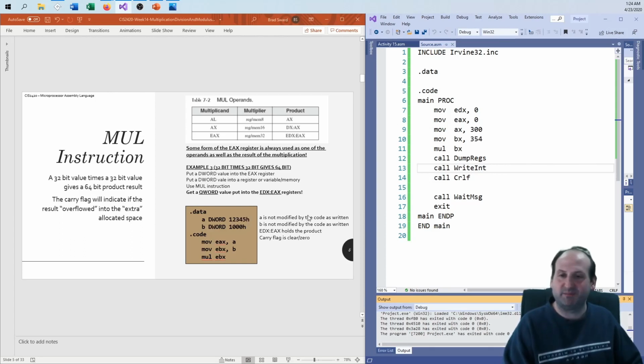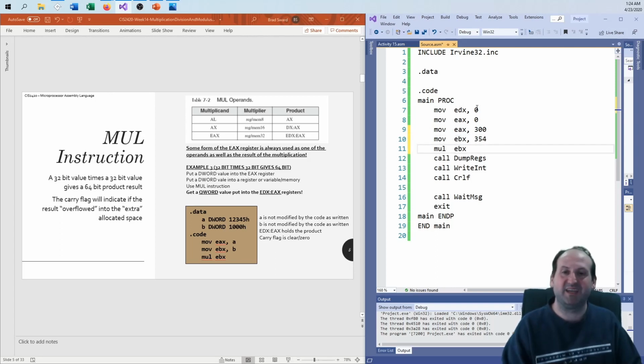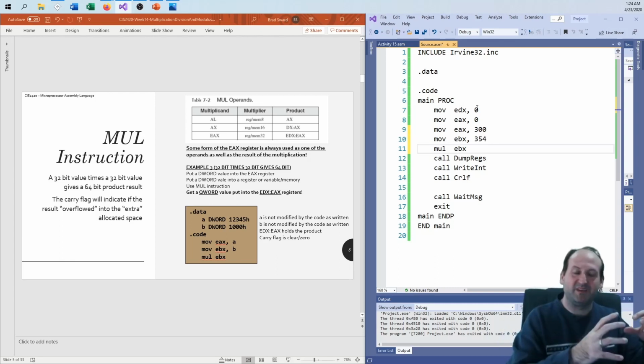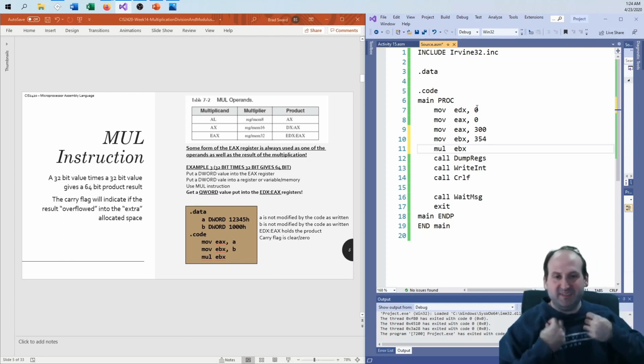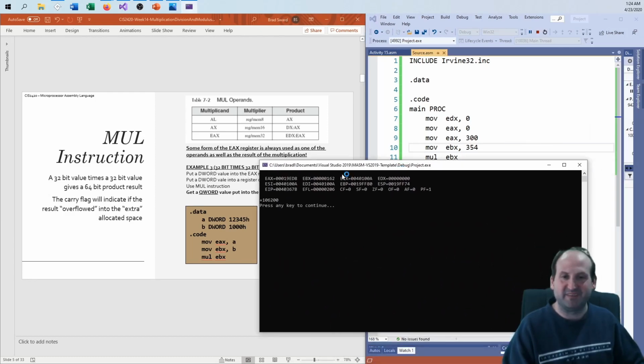So the final example here is 32-bit times 32-bit gives me a 64-bit. It's the same exact thing. I put a value into EAX, I put a value into EBX, and now there's a 64-bit result. The high end is in EDX. The low end 32-bit portion is put into EAX, and you really won't see much difference here except that now the number can be fully stored, because now it can be stored in 32 bits.